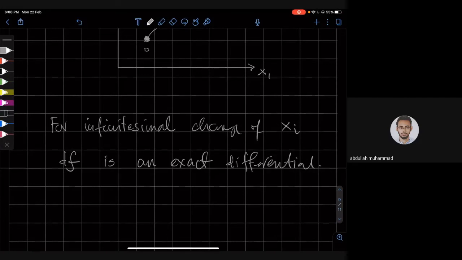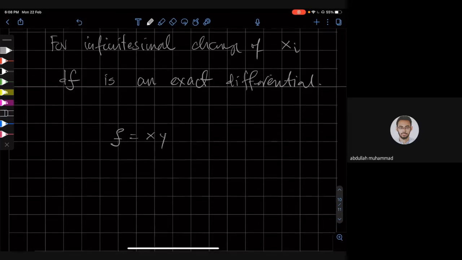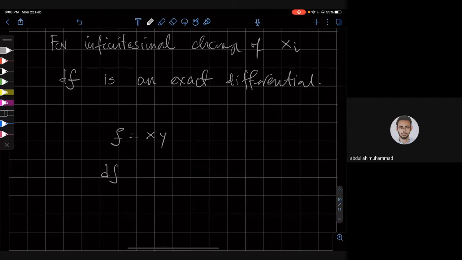So exact differential is something. Suppose you have a function. Let's take a two-dimensional example. Say f of x, y, which is x times y. If I now take the exterior derivative of it, the Leibniz rule tells us that we are going to get y times d of x plus x times d of y. So this is an example of an exact differential.